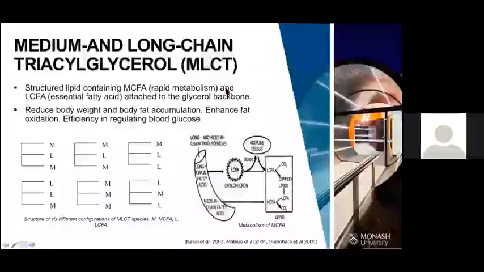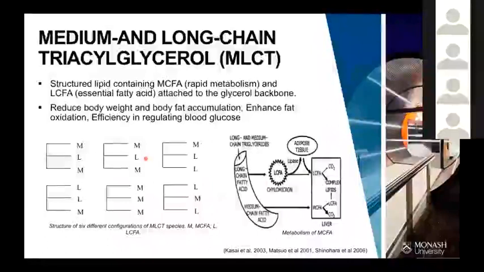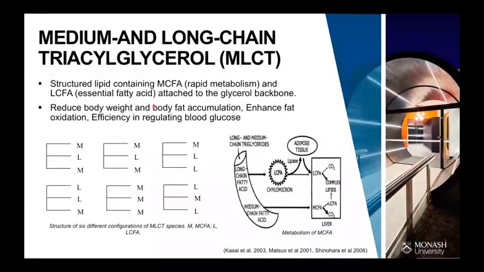And in our study, we actually produce medium and long chain fatty acids attached to the triacylglycerol backbone. So these are the six different configurations of MLCT. So we have medium chain and long chain there. The purpose of having medium chain is that it can be rapidly metabolized in our body without fat accumulation. And long chain can serve to provide essential fatty acids to our body, right? So it can serve two purposes: act as an anti-obesity effect, and at the same time provide essential fatty acids.